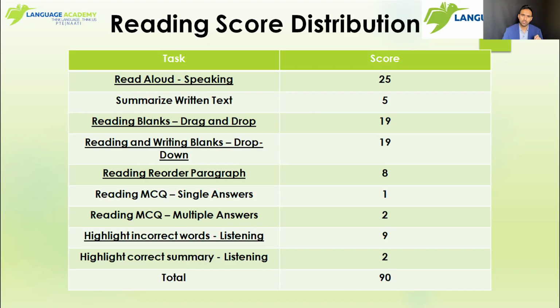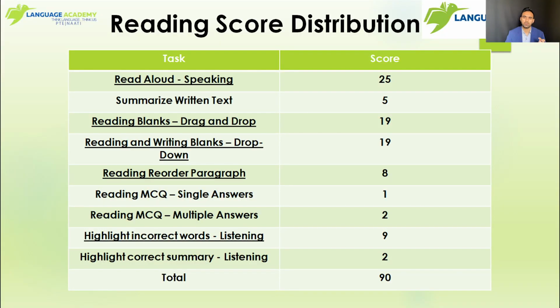Next task, as you can see on your screen: reading blanks, drag and drop, and reading and writing blanks, also referred to as drop down blanks. Both the blanks are super important, very, very crucial. You have to make sure that you practice a lot of these, and these are going to contribute around 19 points each, around 40 points altogether in your reading section. Next, we have reading reorder paragraphs, around 7 to 10 points in your reading section, and I'll consider it a very, very important task.